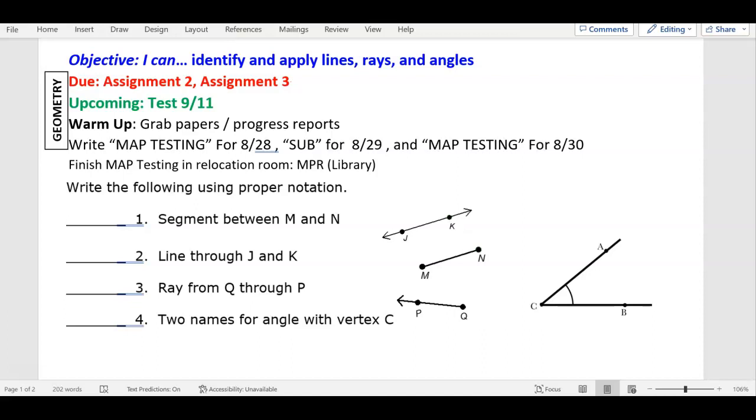Now, we're going to have a test on the 11th, tentatively. It keeps moving because we keep getting pushed back, because this MAP testing is taking longer than expected, and then we have other meetings and so on. Anyways, that's probably what our first test will be. We'll see. All right, so we're going to review some notation.